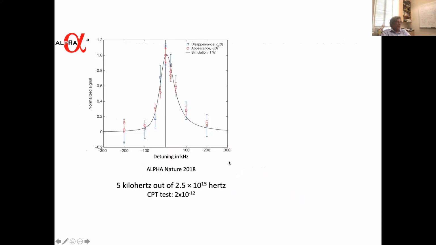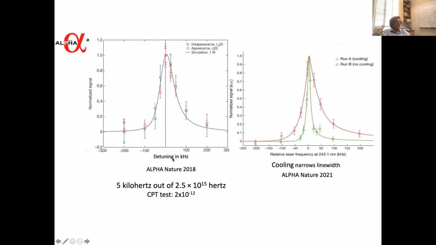And here you see our Nature paper from 2018. This is the spectrum of the 1s to 2s line in antihydrogen. And here's a similar line. So now this is data taken in 2021, and you can see the impact of cooling, that's the green curve here, has made this line narrower. So the cooling demonstrably changed the way in which we can do our measurements.